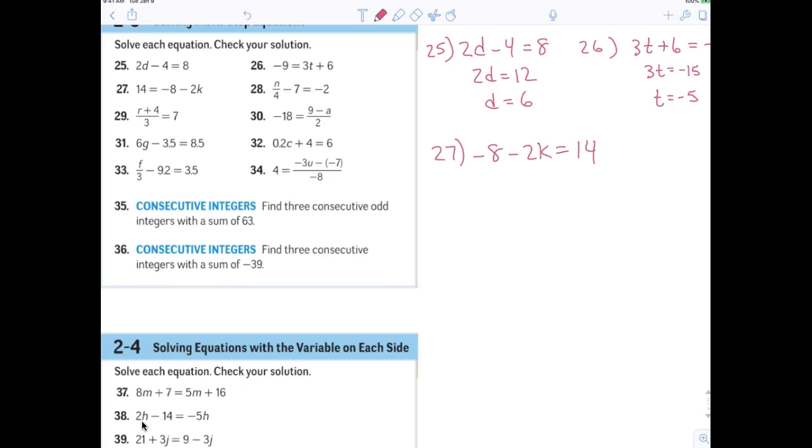Yes, thank you. Don't forget the what? Equals 22. What equals 22, Jack? Yes, -2k. Don't forget to bring down the negative. One of the biggest mistakes kids make is they forget the negative. And then the answer would be k equals -11. Yes, k equals -11. Yes, ma'am. Thank you.